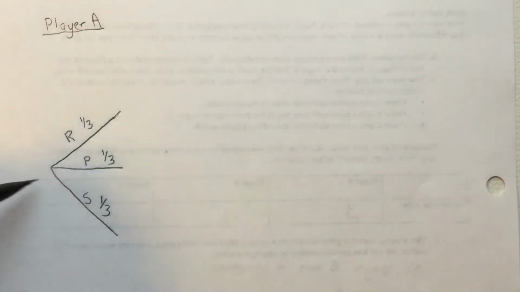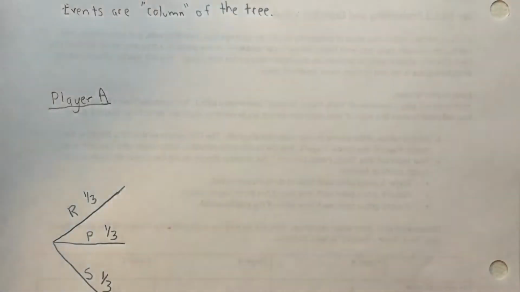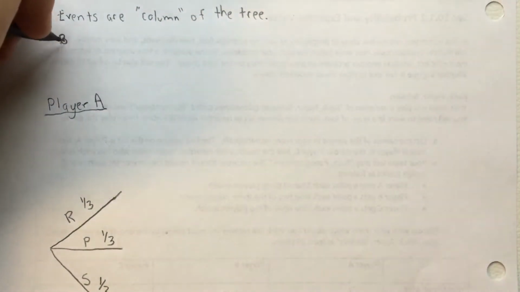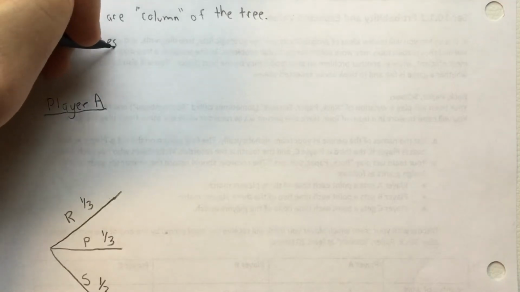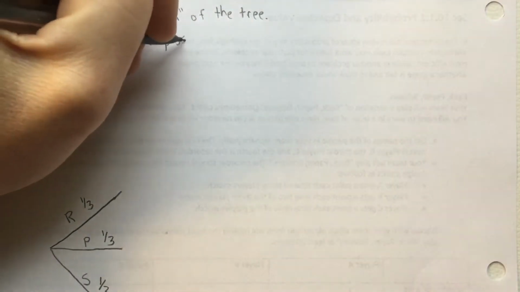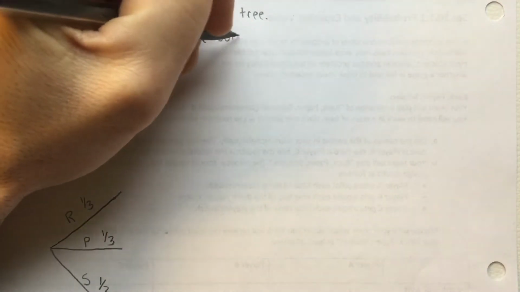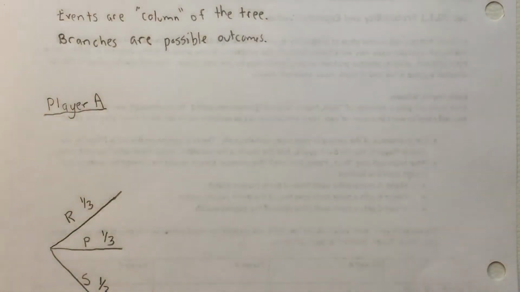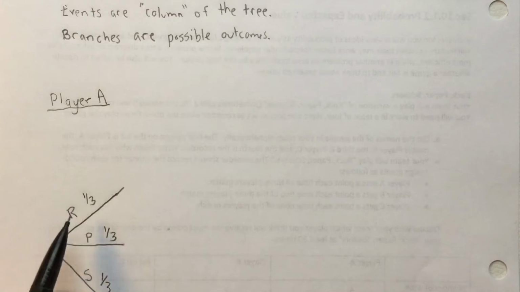The events are like columns of the tree, and the outcomes of that event are branches. So maybe we'll write that at the top: the events are columns of the tree, and the branches are the possible outcomes. When player A goes, they can throw a rock, paper, or scissors.